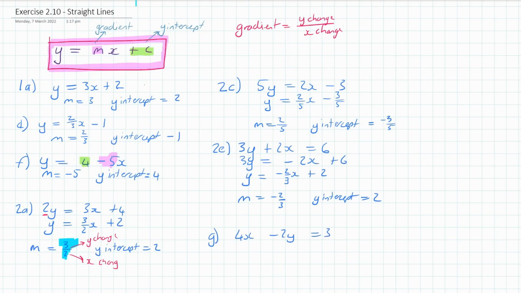For this one, I want to get y by itself, so I'm going to move my 4x across by subtracting it. So I get negative 4x plus 3. Then I'm going to divide by 2, so I get negative y equals negative 2x plus 3 over 2. And then I'm going to times everything by negative 1 so that I've got y as my subject. So I get 2x minus 3 over 2. So just times everything by negative 1.